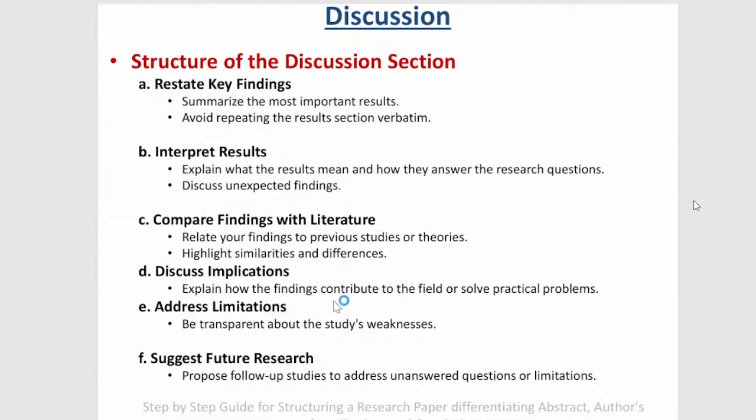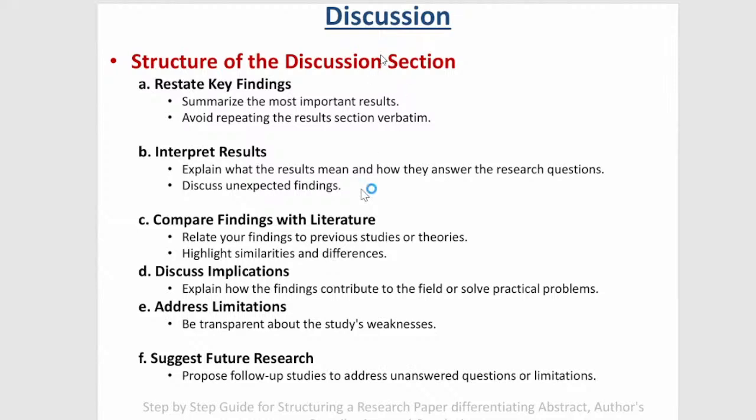We have to interpret the result. Interpretation of the result means we need to explain what the results mean and how they answer the research questions. We need to discuss unexpected findings. If there is any unexpected result or any anomalies, we need to highlight that, acknowledge that, and of course explain the reason behind it. In the discussion, we have to discuss why those unexpected findings occurred.